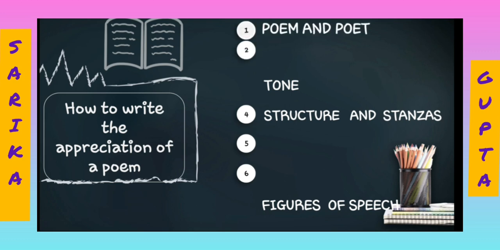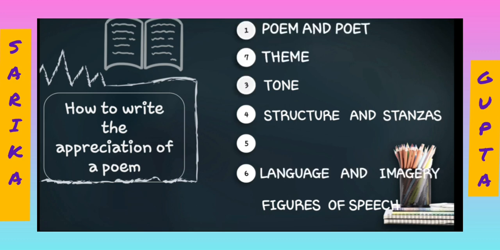So there are different parts when we are writing about an appreciation. So let's see how to write the appreciation of a poem. The first is poem and the poet. The second we write about the theme. The third about the tone. Fourth about structure and stanzas. Fifth about rhyme and rhythm. Sixth about the language and imagery. And seventh about figures of speech. So let's start.